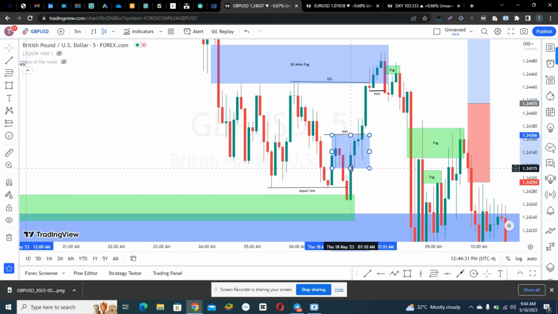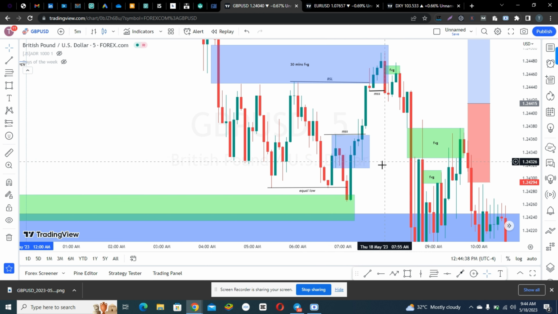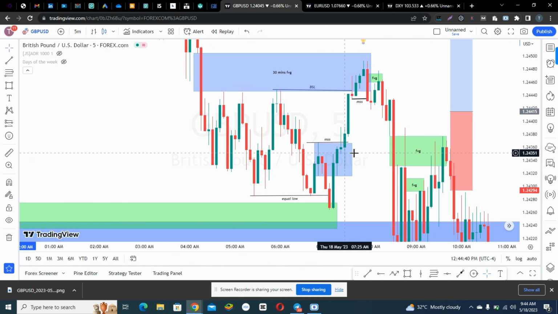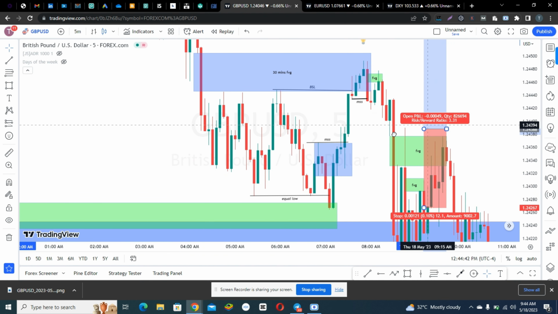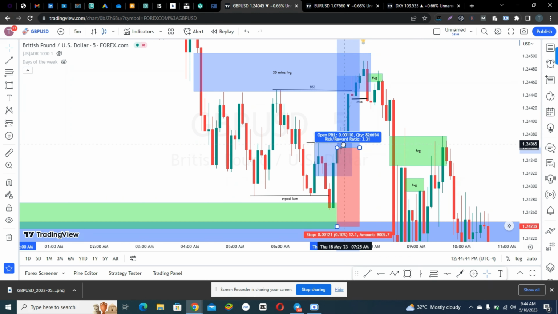I mark out this candle as a breaker block. As you can see, it broke down to the downside, rallied up, breaking the high. So this is a breaker block. Okay, so I was like, okay, this is a breaker block, so I'm going to take my entry right here. So I actually took an entry right here.